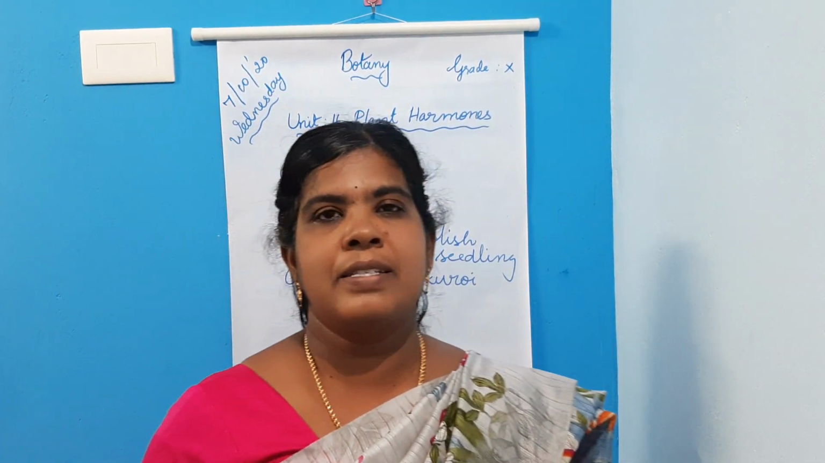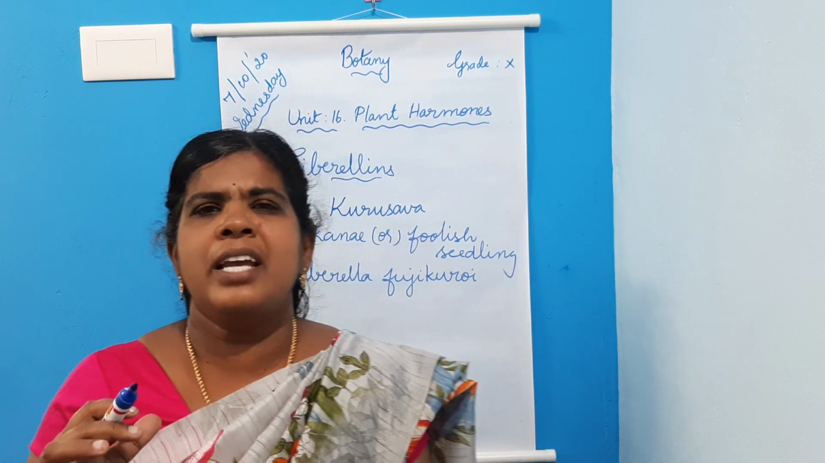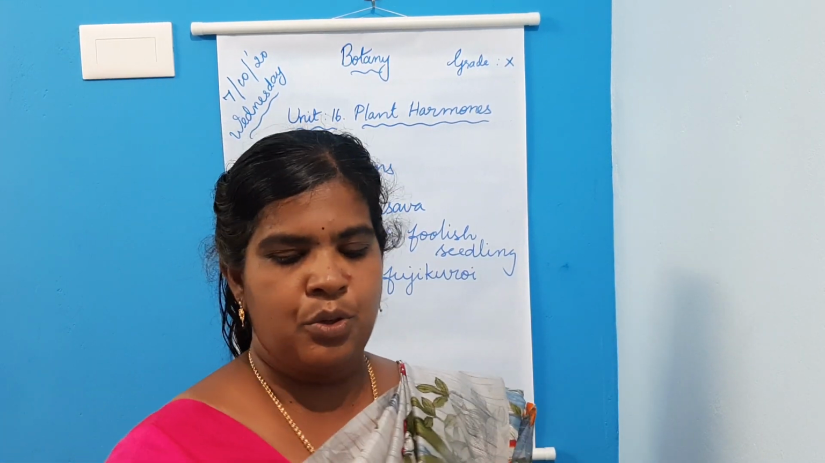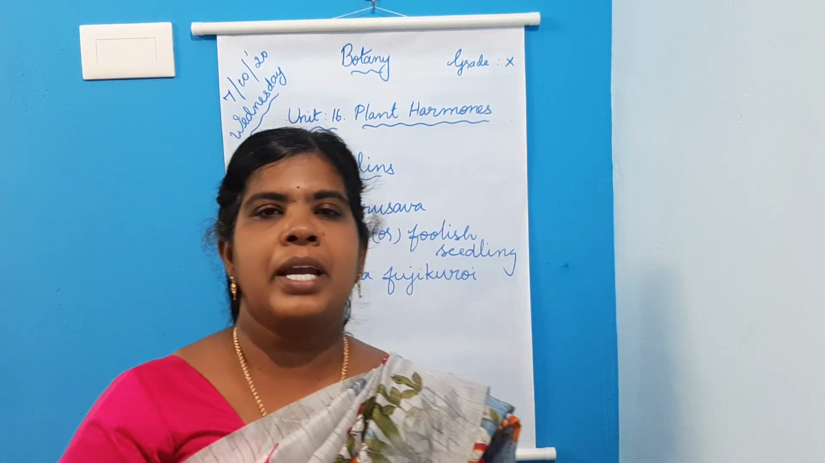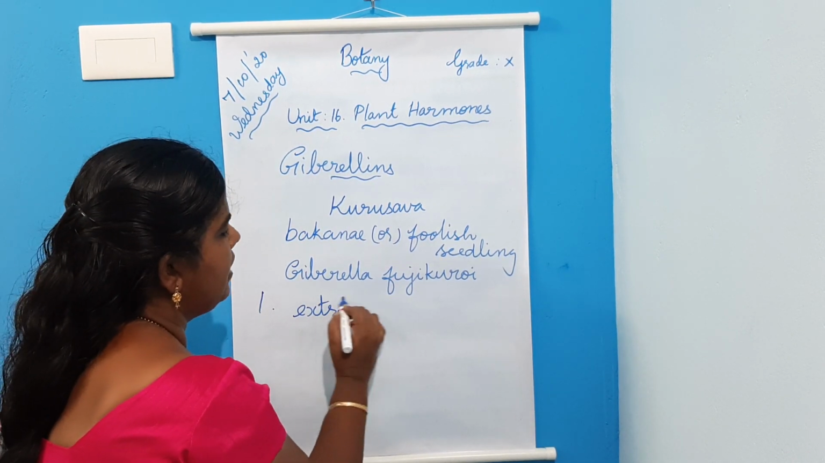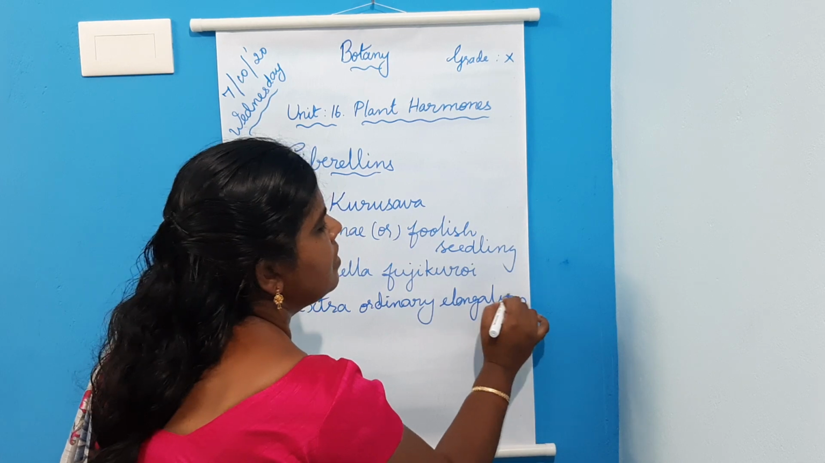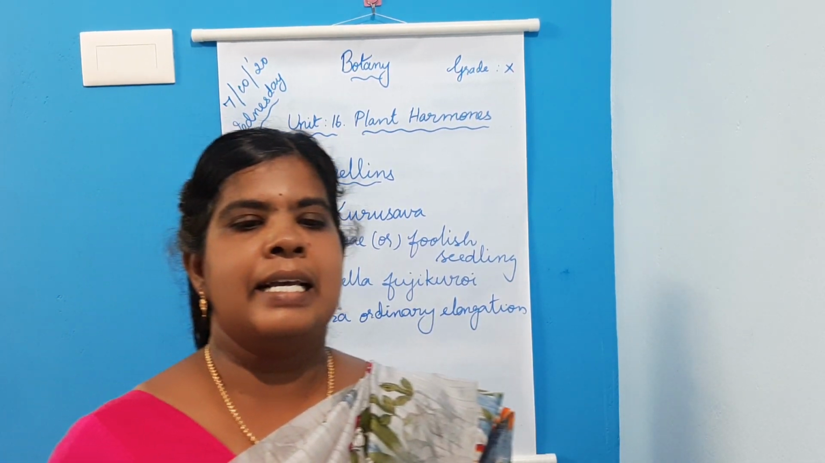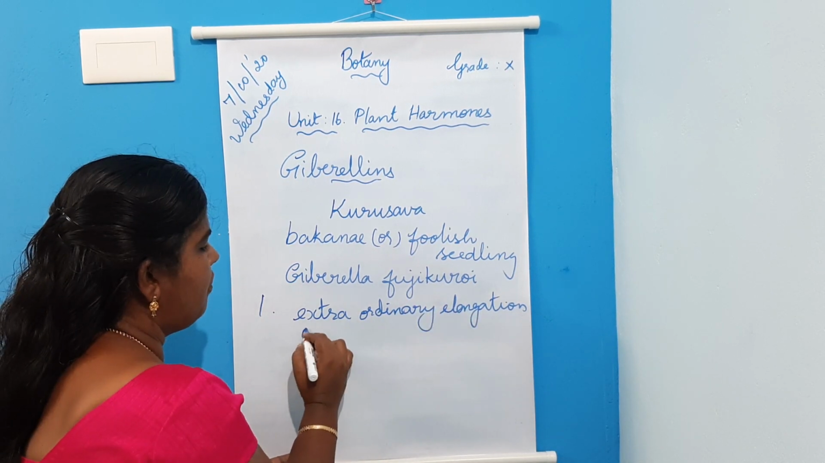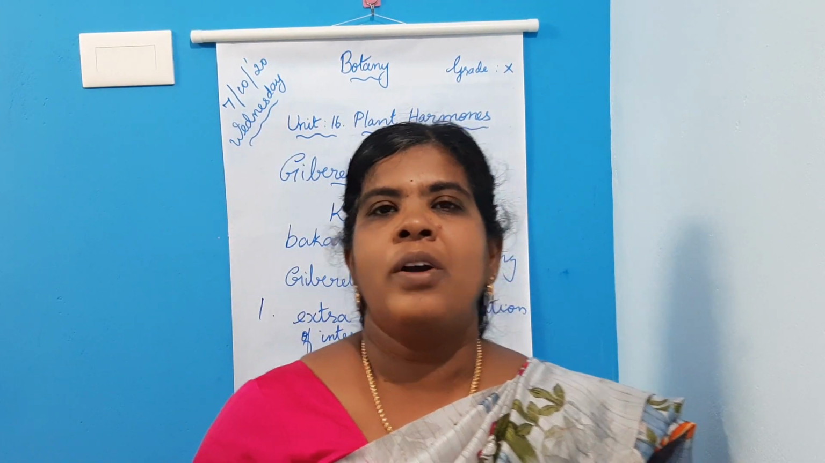Okay, now the physiological effects of gibberellin. First, application of gibberellin or gibberellic acid on plants stimulates extraordinary elongation of internodes. Do you know what internodes are? The distance between two nodes is the internode. Example, corn and pea plants.